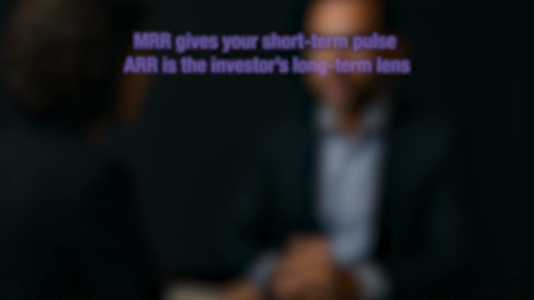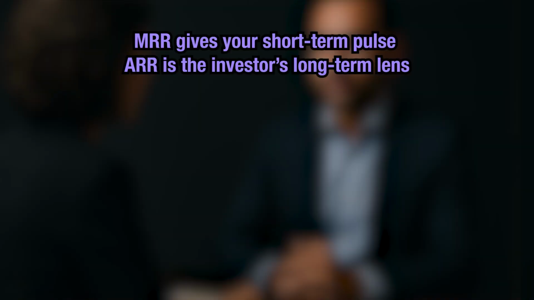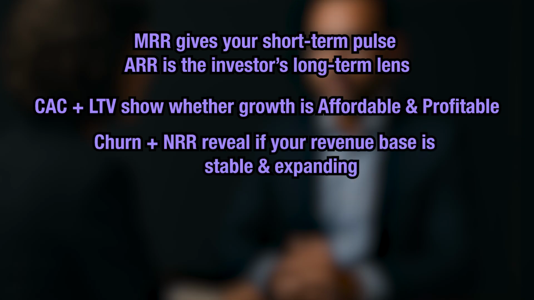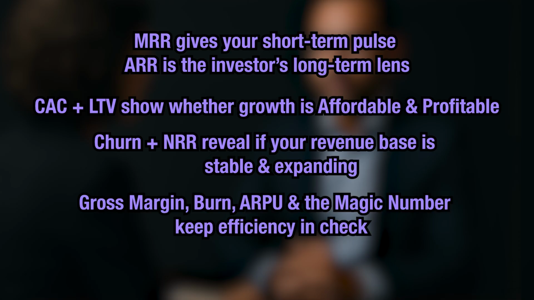So let us recap. MRR gives you the short term pulse. ARR is the investor's long term lens. CAC plus LTV shows whether the growth is affordable and profitable. Churn plus NRR reveals if your customer base is stable and expanding. And finally, gross margin, burn, average revenue per user, and the SaaS magic number keep your efficiency in check. These SaaS business KPIs aren't just numbers, they are the story of your SaaS business. If you understand them well and track them properly, you will lead the business teams with insights instead of reacting to crisis.